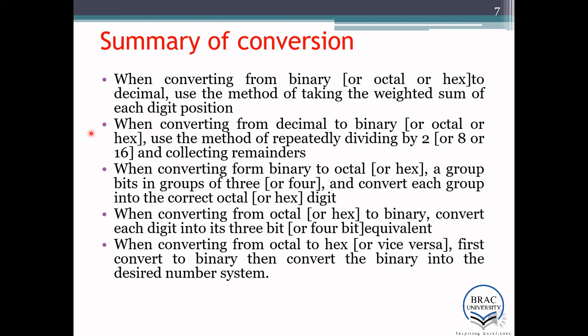When converting from binary to octal or hex, group bits in each group of 3 or 4 and convert each group into the correct octal or hex digit. When converting from octal or hex to binary, convert each digit into 3-bit or 4-bit equivalent. When converting from octal to hex or vice versa, first convert to binary, then convert the binary into the desired number system.